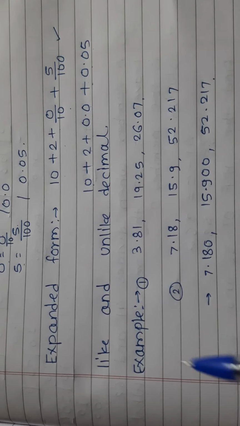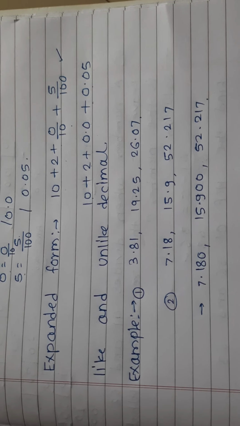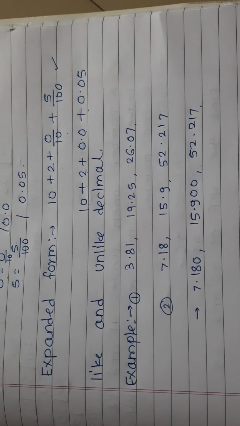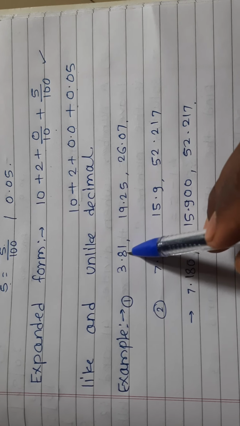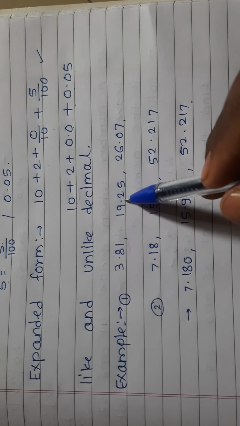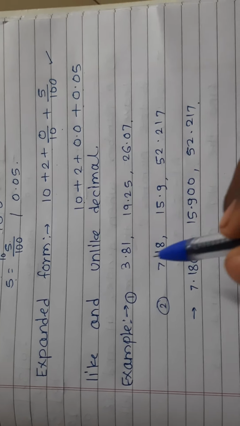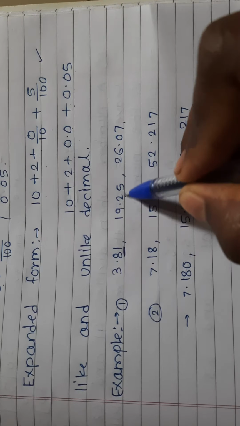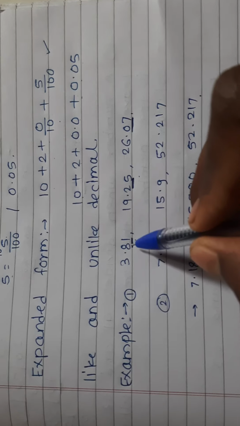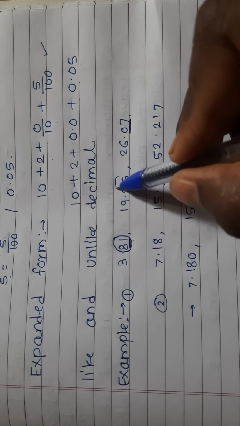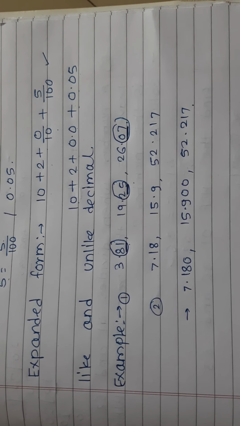Next point, like and unlike decimals. What is meant by like decimals and unlike decimals? Here is the first example of like decimals: 3.81, then the second example 19.25, then 26.07. Whenever the number of decimal places is the same, here every number has two decimal places, we call it a like decimal.